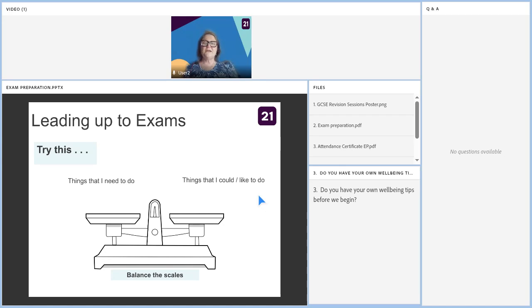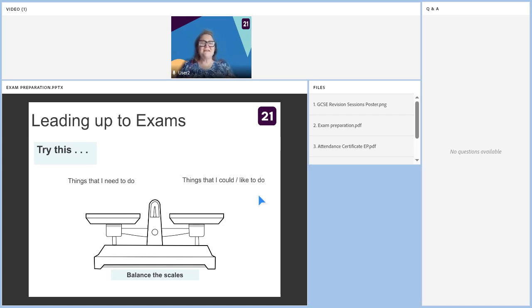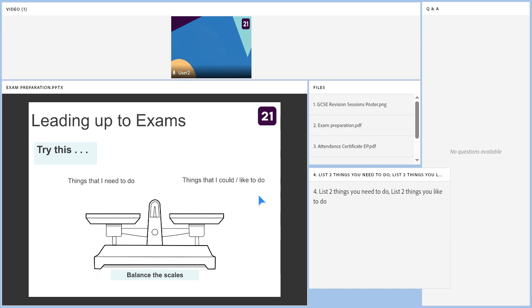So things that you need to do, things that you like to do. There's a polling pod going to pop in here now. Can you give me 2 things that you need to do by Sunday, and 2 things that you like to do by Sunday, so that we make sure that we have a balance? There's a short answer poll. So think about what you need to do and things you like to do, so that we balance the scales leading up to exams, because we can't constantly be revising. We need to make space for other things as well.